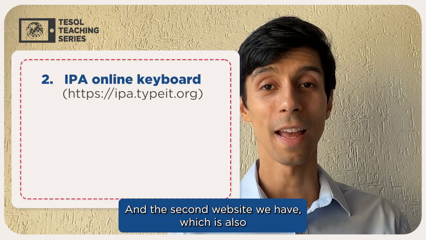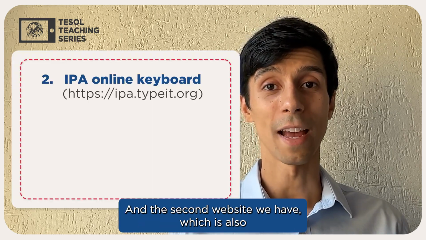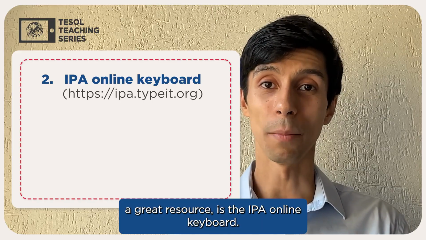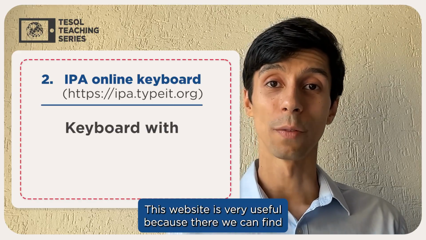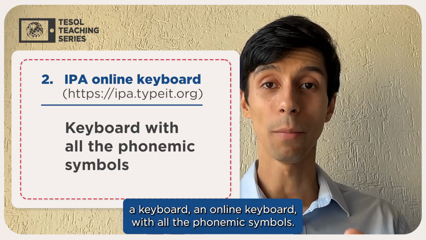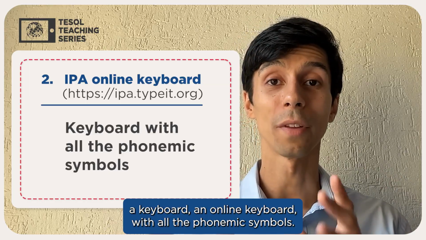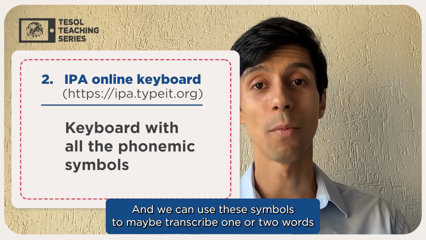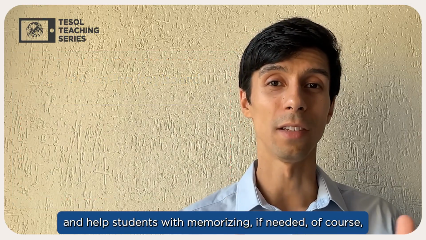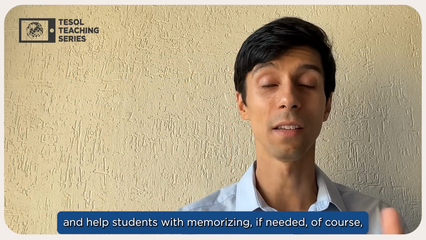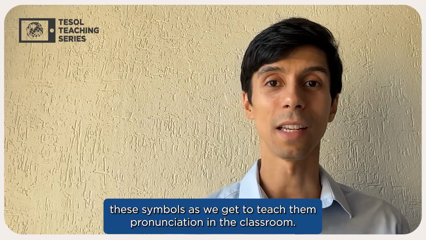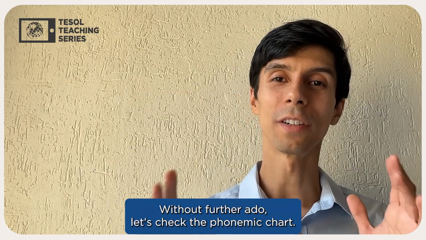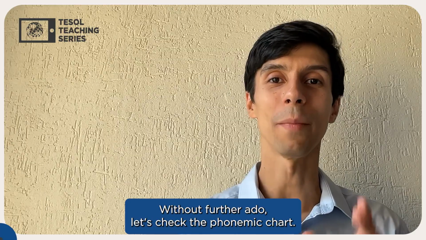And the second website we have, which is also a great resource, is the IPA Online Keyboard. This website is very useful because there we can find an online keyboard with all the phonemic symbols, and we can use these symbols to maybe transcribe one or two words and help students with memorizing these symbols, if needed, of course, as we get to teach them pronunciation in the classroom. Without further ado, let's check the phonemic chart.